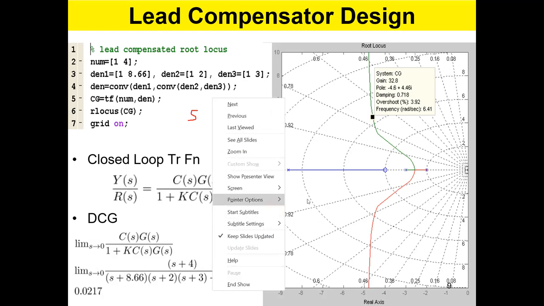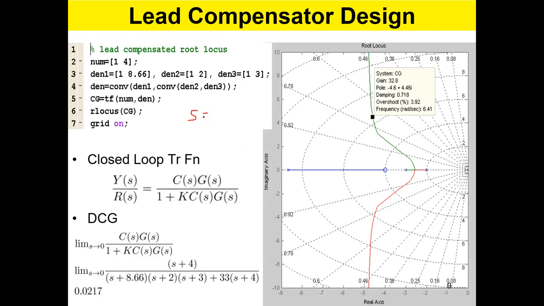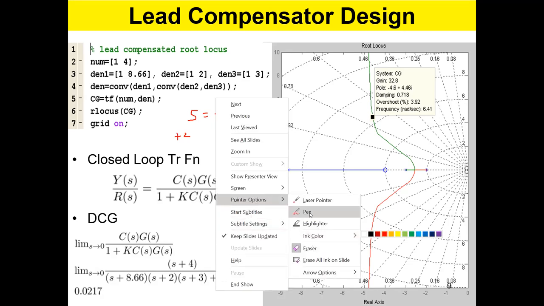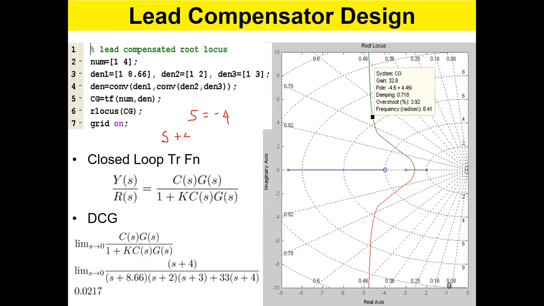When I say S equals minus 4, this is my zero, right? I can take this 4 to the left-hand side and say S plus 4, right? As a one bracket here. So this S plus 4 is the numerator of the open loop transfer function.